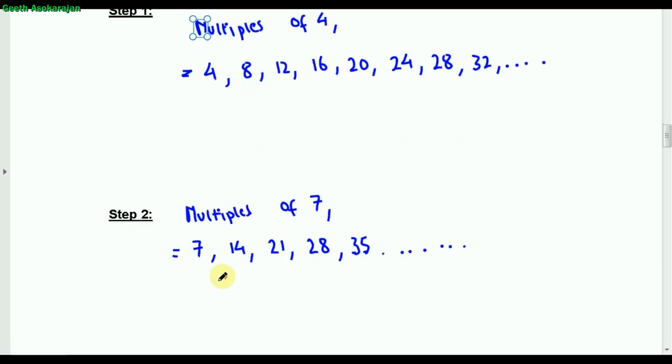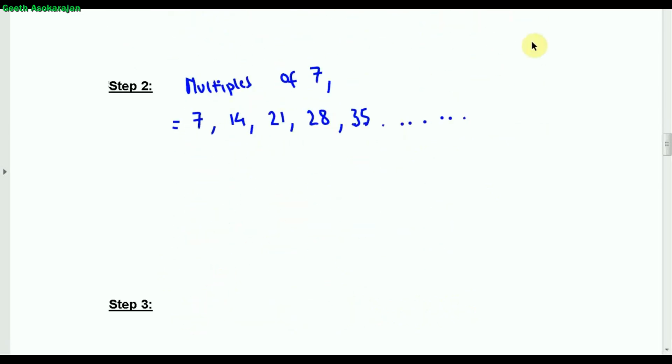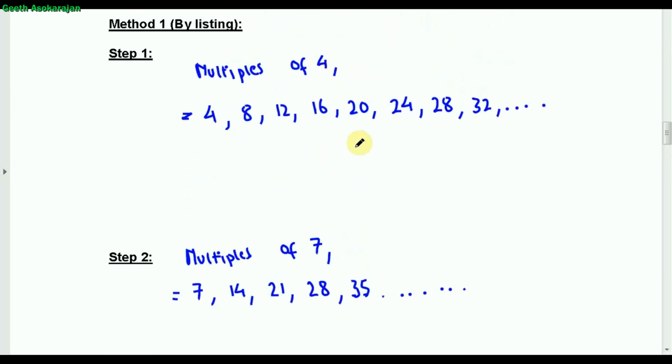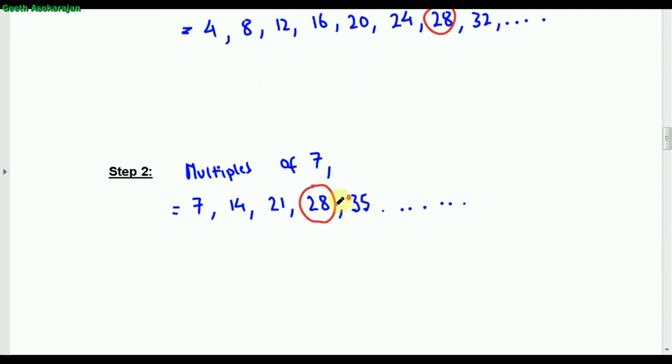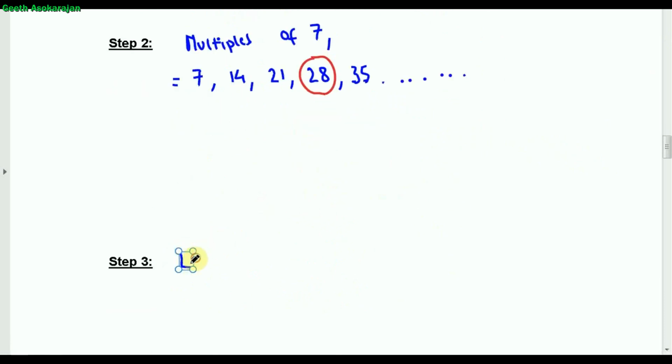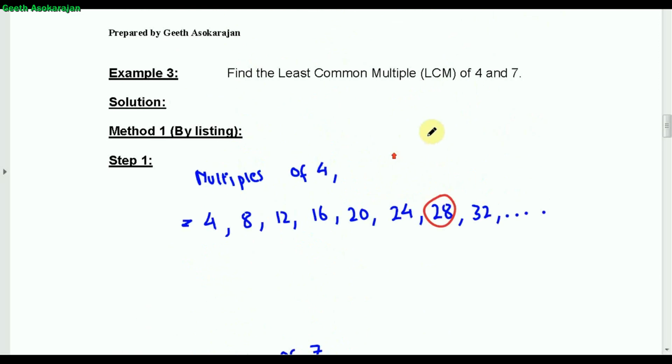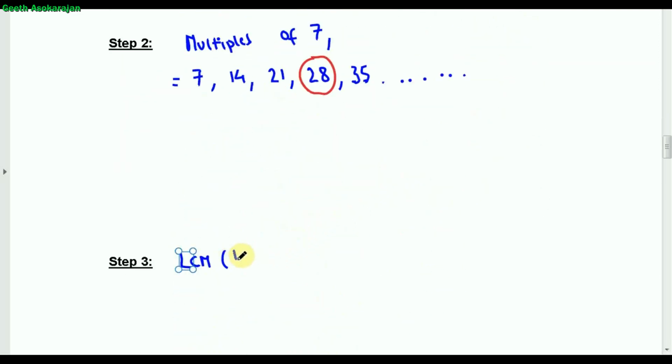And in the last step, step number 3, we identify the smallest or the least number which is common to both of these lists. So the smallest number or the least number which is common to both is 28. So if I go back to my blue pen, we can say that the LCM or the least common multiple of 4 and 7 is 28. And we're done.